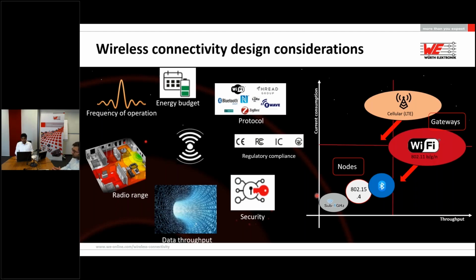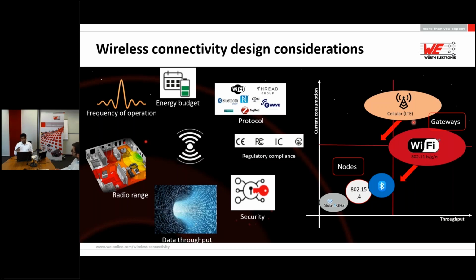Mm-hmm. On the other hand, when you are connecting the gateway to the cloud, you definitely need IP-based connectivity, for which you have to consider as much as possible. There are basically two available technologies, which are Wi-Fi or cellular. Exactly, cellular.